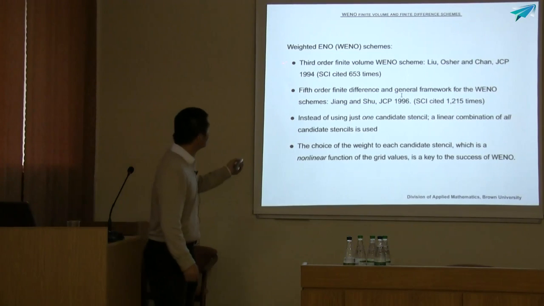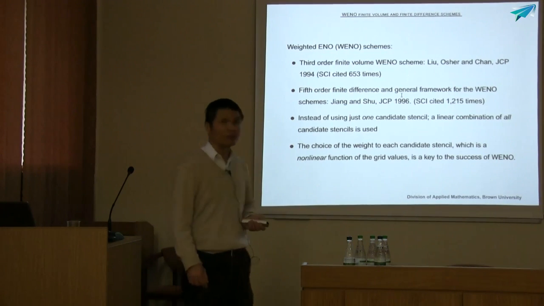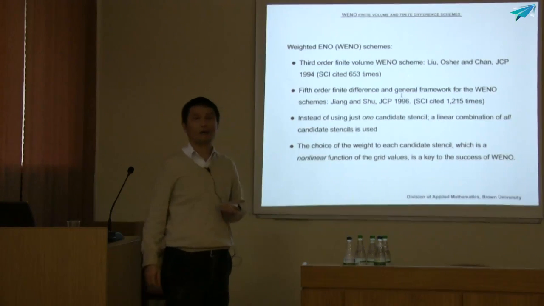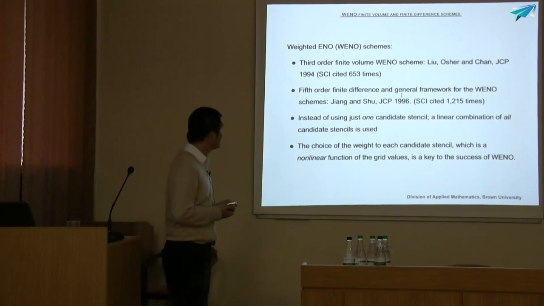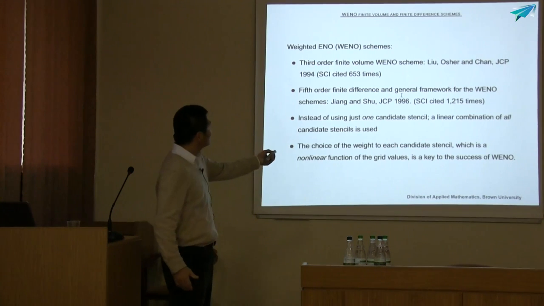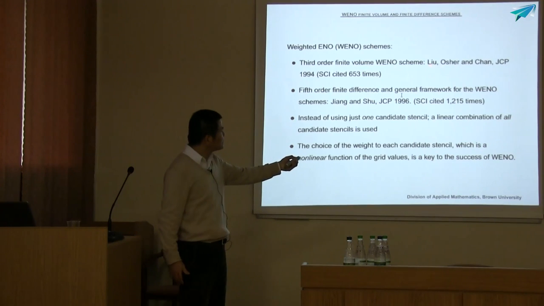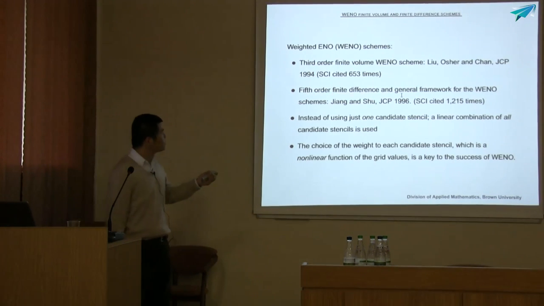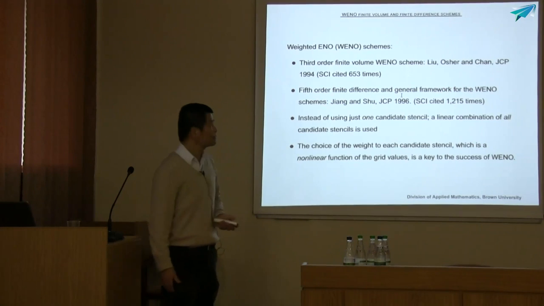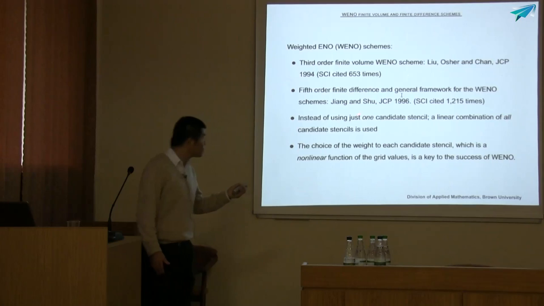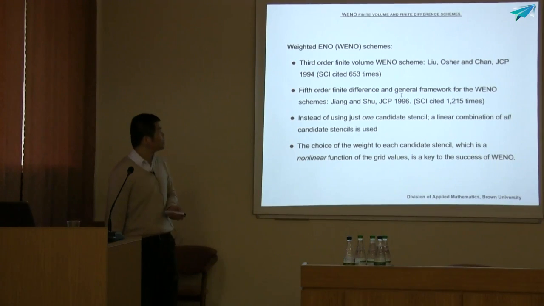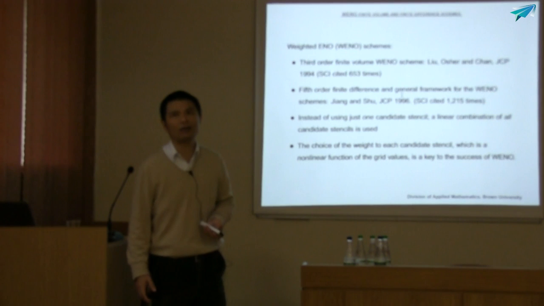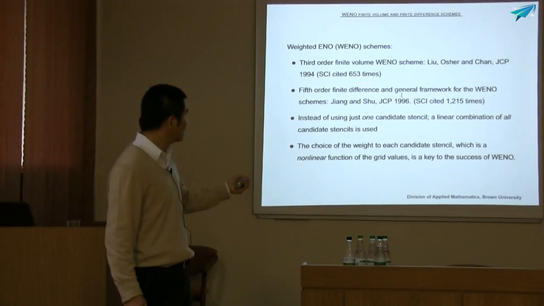Now, what is WENO with this extra word W? WENO stands for weighted essentially non-oscillatory schemes. It's an extension of ENO schemes. We will explain what the extension is later. The third order finite volume version came out in this paper by Liu, Osher and Chan in the Journal of Computational Physics, 1994. And then the fifth order finite difference and general framework for WENO schemes came out in 1996 in a paper by Jiang and Shu. And this paper sets out the basic formulations of WENO schemes that are used in most applications. So most of the applications of WENO schemes use the framework in this paper.